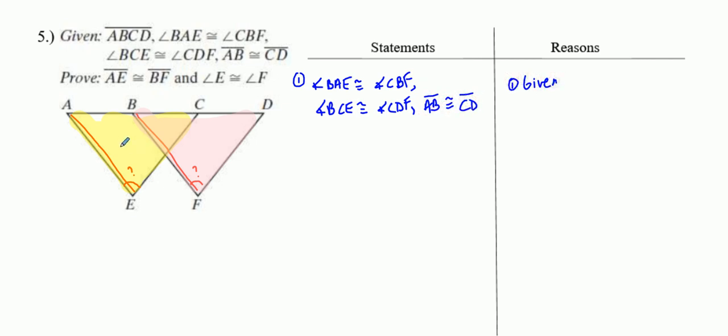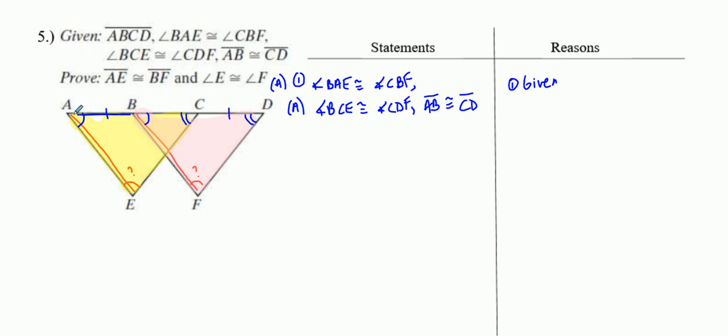And we'll go ahead and mark this in our diagram. So here's angle BAE and CBF. That is a pair of angles in the yellow and the pink triangles. BCE and CDF, that's actually another pair of angles in the two triangles. And segment AB is congruent to segment CD.